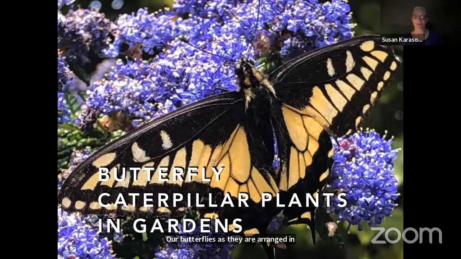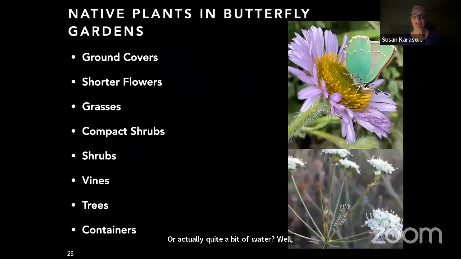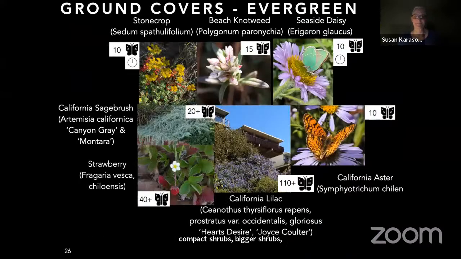But how would we use them in the garden? So we're going to talk about the number of butterfly, moth, and caterpillar species fed by those plants' leaves. There's a little clock if something is long blooming, which is 3 months or longer. Does it need more water, or actually quite a bit of water? We'll note that. So we'll look at ground covers, shorter flowers, grasses, compact shrubs, bigger shrubs, vines, trees, and container plants. Keep in mind, these plants feed butterfly caterpillars. We have way more plants that are wonderful as ground covers.